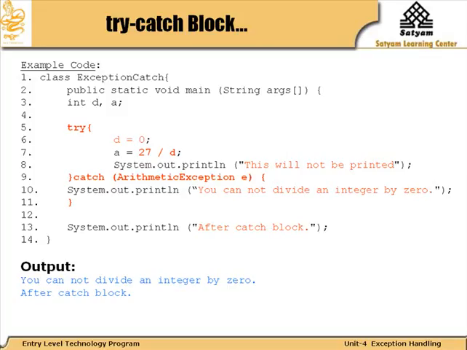There are two things that I want you to remember. One, the statements after the exception statement are never executed. For example, the statement that prints "this will not be printed" will not execute. However, if the value of D was not 0, then the statement at line 7 would not have resulted in an exception, allowing the statement at line 8 to execute. And then the second point is that the catch block is executed only if there was an exception.